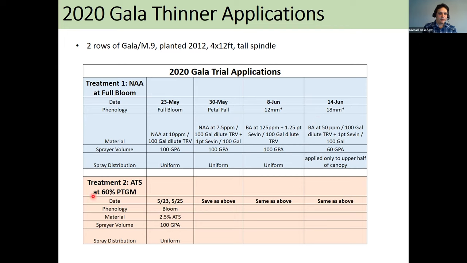In contrast with that, we had our experimental treatment. This was that ammonium thiosulfate, and we applied that at 60% pollen tube growth model growth. And that went on twice. So that first time at 60% and then a follow-up application when it hit 60% again. And then those trees were followed with that same follow-up applications at petal fall, 12 millimeter and 18 millimeter.